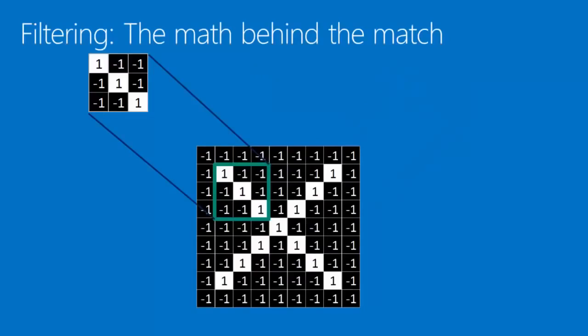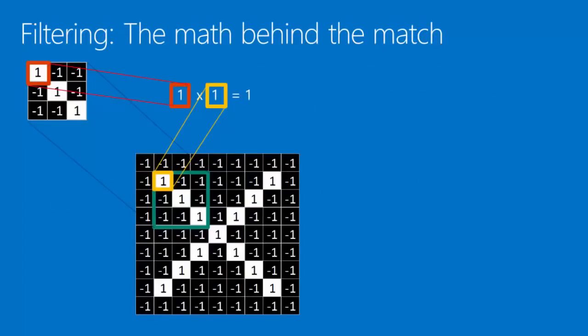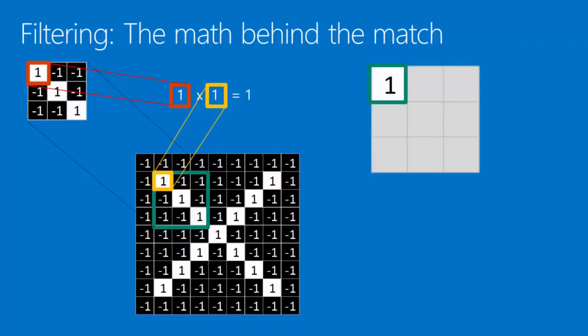Now, to take a step deeper, the math behind matching these is called filtering. And the way this is done is a feature is lined up with the little patch of the image, and then one by one, the pixels are compared. They're multiplied by each other, and then added up and divided by the total number of pixels. So to step through this, to see why it makes sense to do this, you can see starting in the upper left-hand pixel in both the feature and the image patch, multiplying a 1 by a 1 gives you a 1. And we can keep track of that by putting that in the position of the pixel that we're comparing.